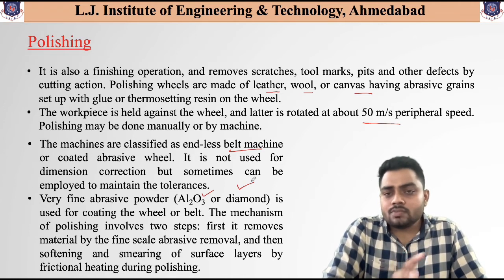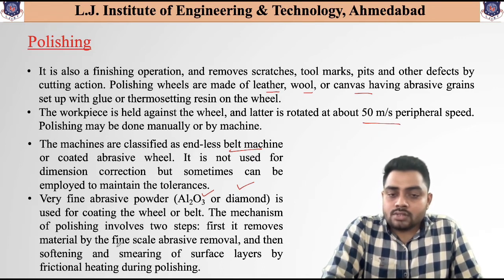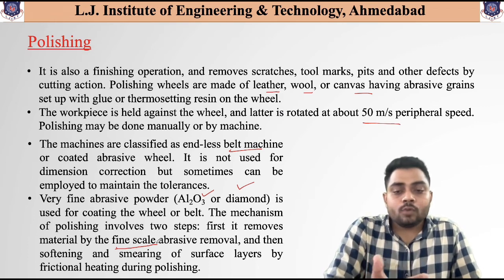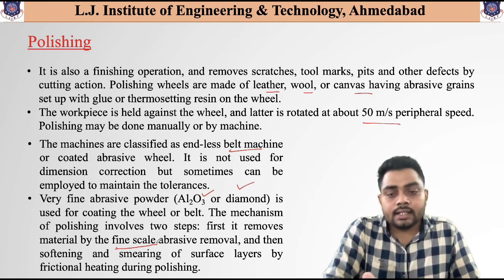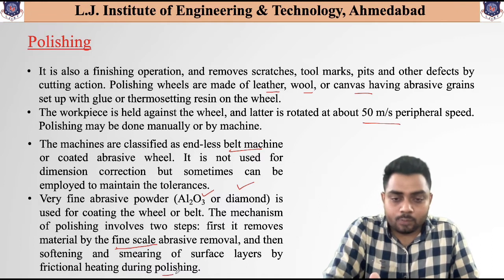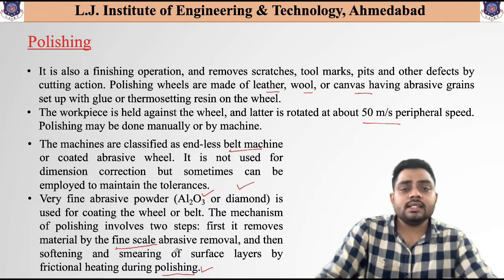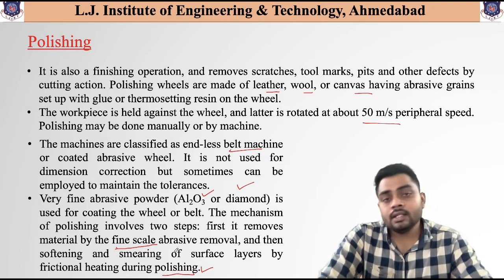So it involves majorly two steps. First, the abrasive materials remove a fine amount of material from the surface. Then, due to the continuous friction and rubbing action, it provides continuous frictional heating, due to which we get the polishing on the particular component. So this is basically a simple discussion about the polishing process.